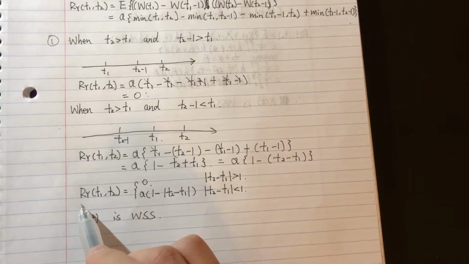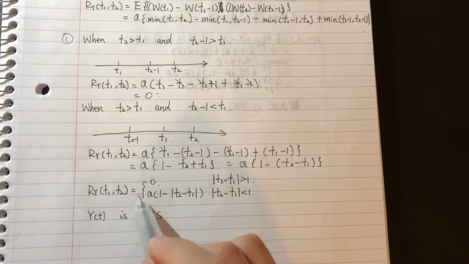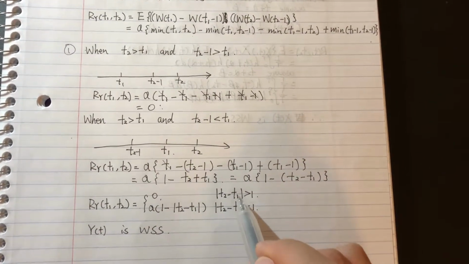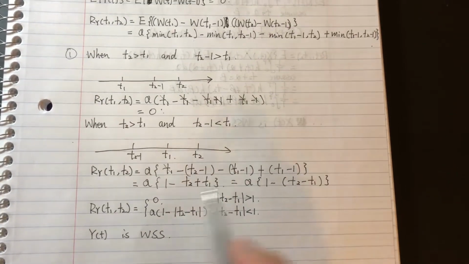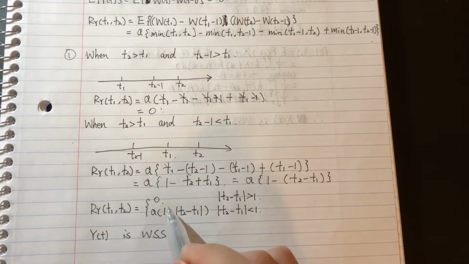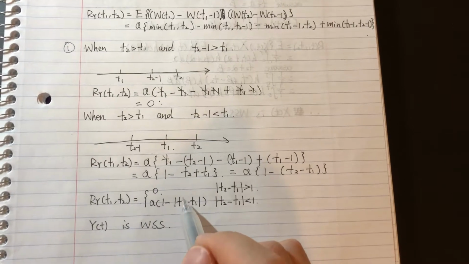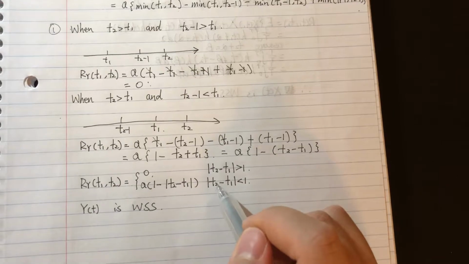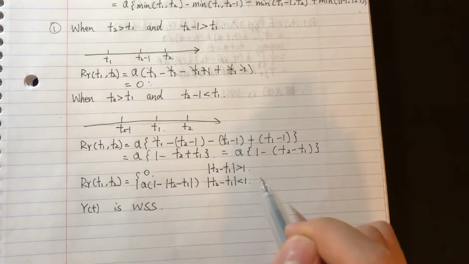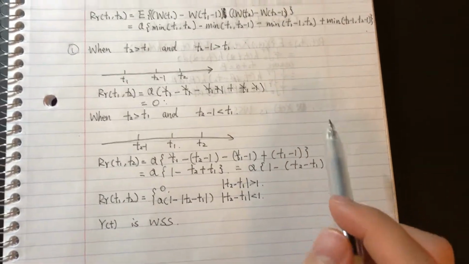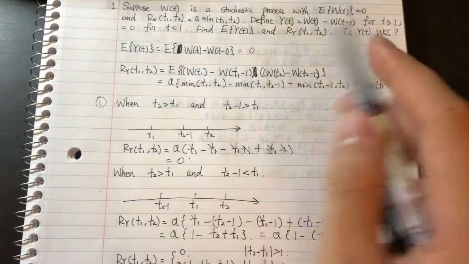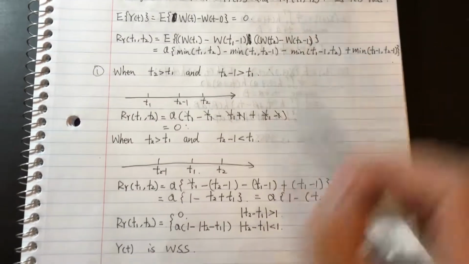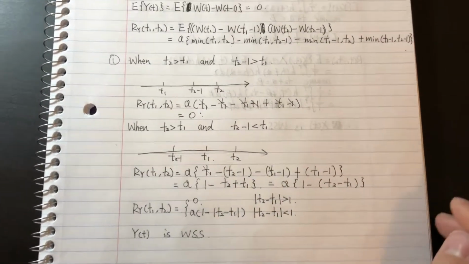And we can write that Ry(t1, t2) is either equal to 0 when t2 - t1 is larger than 1, or alpha times (1 - |t2 - t1|) when |t2 - t1| is less than 1. And based on E[Y(t)], we can get that Y(t) is WSS. So this is question 1.